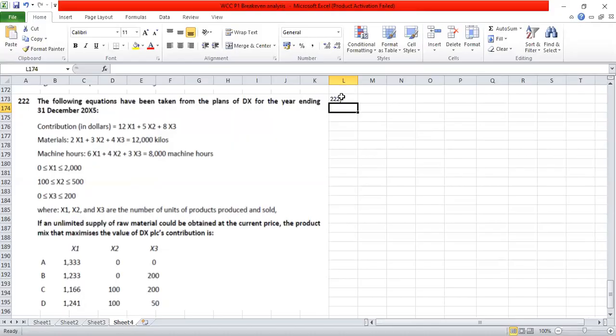If an unlimited supply of raw material could be obtained at the current price, the product mix that maximizes the value of DXPLC's contribution is asked, given an unlimited supply of material.